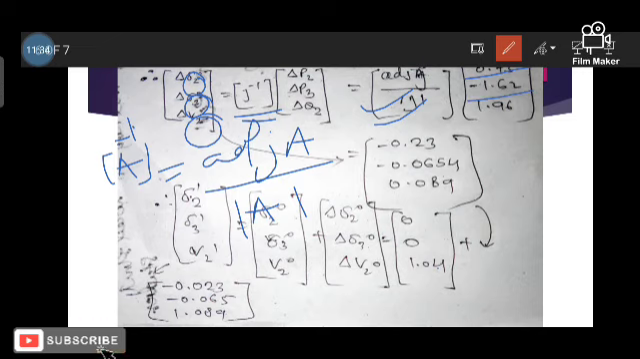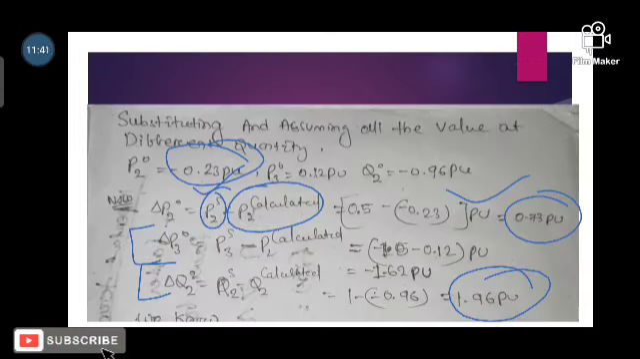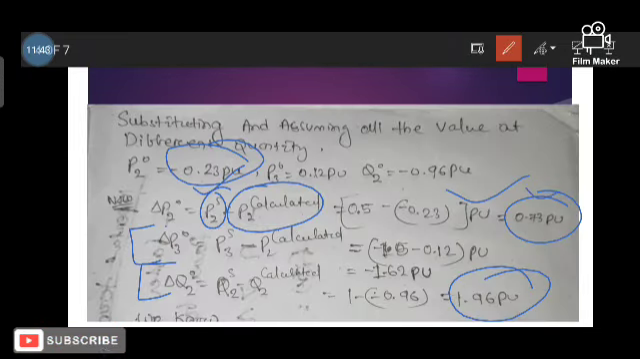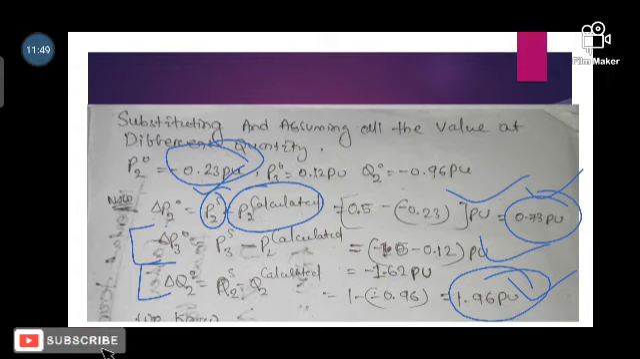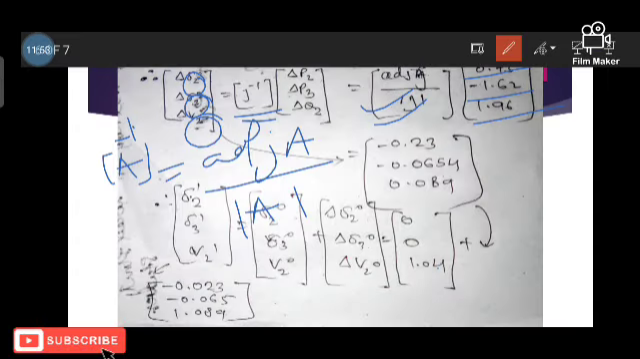0.73, minus 1.62, 1.96, from where? From this only, del P2 0, del P3 0 and del Q2 0. So after putting here and calculating all these things, we will get this value, that is minus 0.23, minus 0.0654, 0.089, that is this.